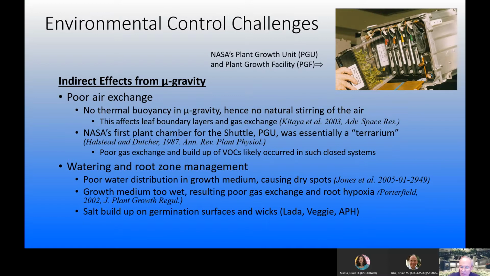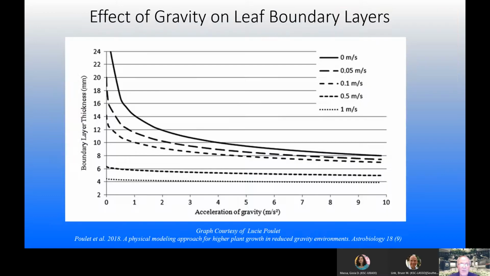And so this is a consideration for spaceflight environments and conducting good plant growth experiments. Just as an example of this, a colleague, Lucy Poulet here at the Kennedy Space Center, where Gioia and I work, allowed me to show this graph from a paper she published in Astrobiology. And what it shows is, on the x-axis, the acceleration due to gravity. So if you're in microgravity, you're right there at the origin at 0.